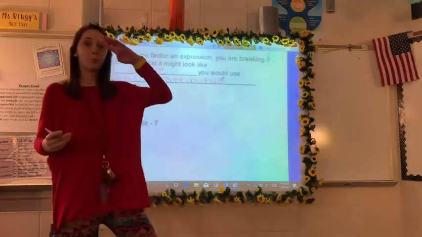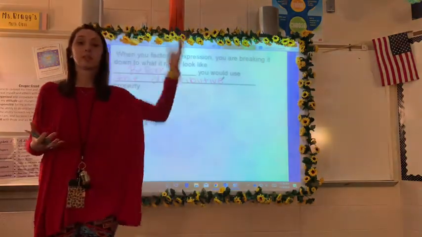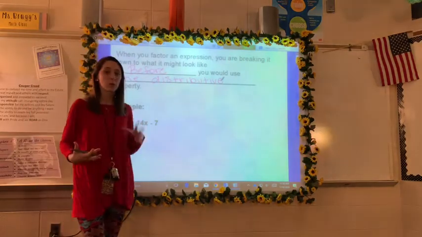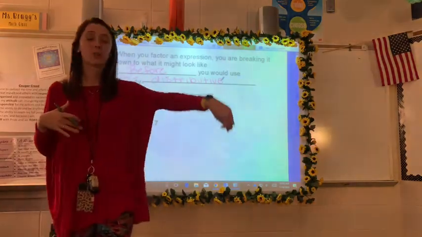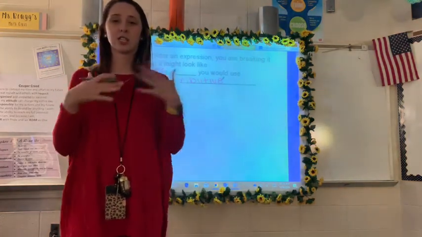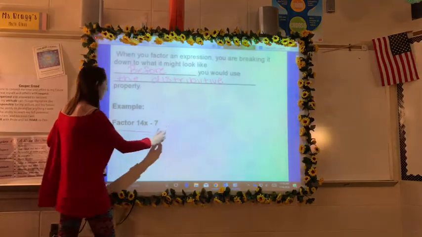So when we factor, we are breaking down an expression to look like the distributive property before we use that property, okay? So we're basically working backwards, and that's why I made sure we did distributive property in class. So when you factor, you can check your answer and just make sure you are on the same page.